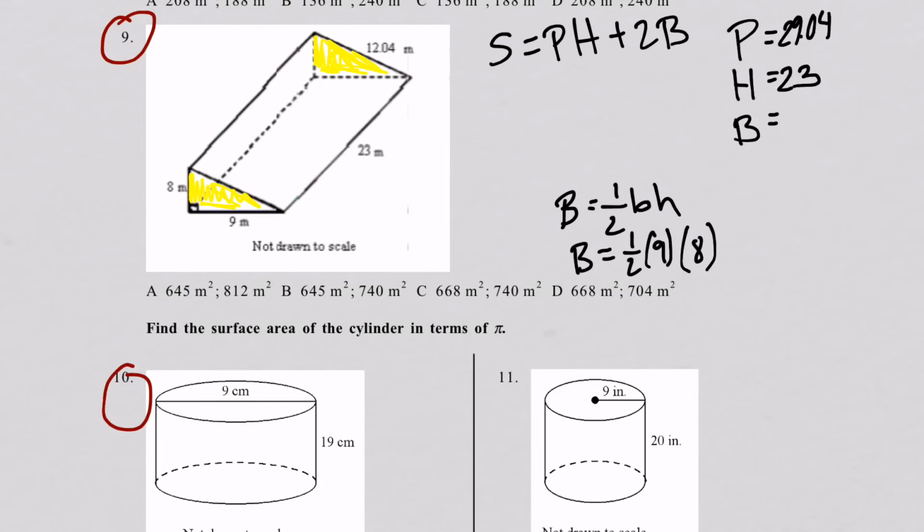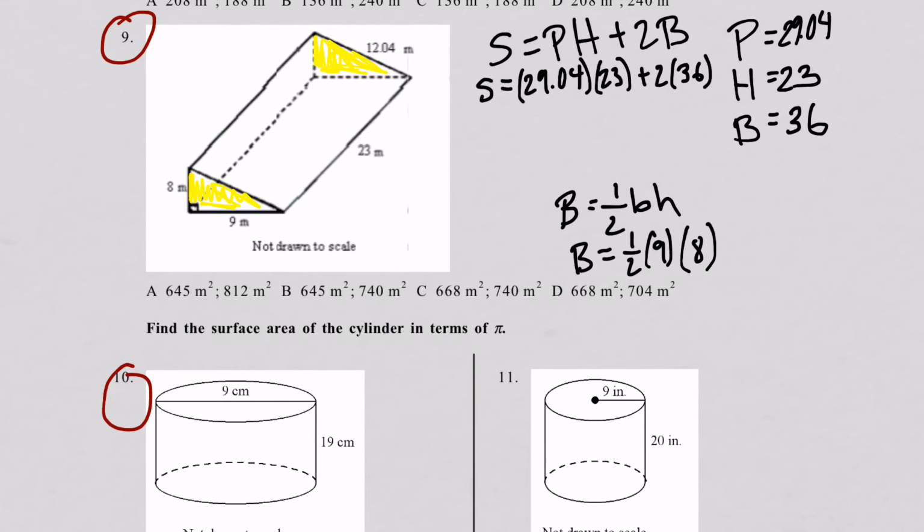So it'll be 1/2 times 9 times 8. According to the calculator, that is 36. Okay, now that you got your three values, all you got to do is just plug them into the formula and you're done. So the surface area is the perimeter, which is 29.04, times the height of the prism, which is 23, plus 2 times the area of the base, which is 36.